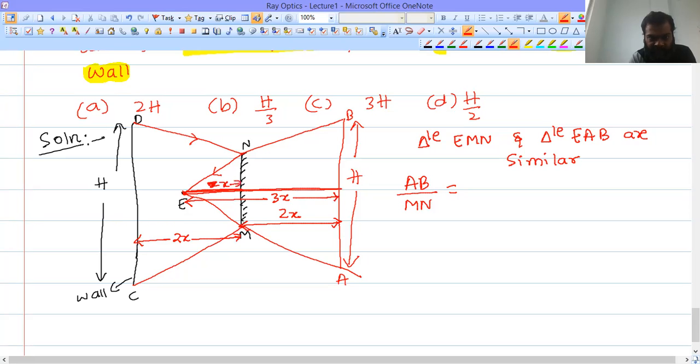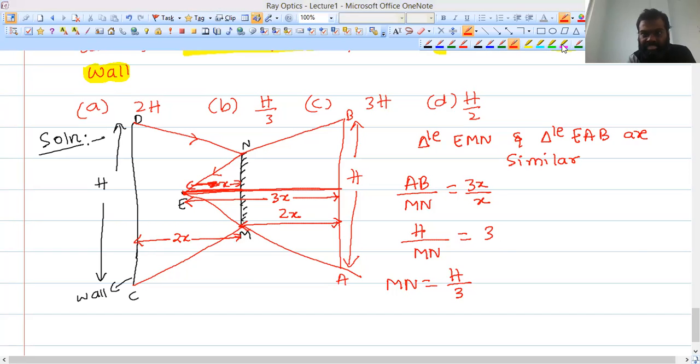And from the person to the mirror, it is at a distance x. So I can write it as 3x by x. AB is nothing but H. MN is the width of the mirror. So the minimum size of the mirror required is H by 3. See the options; we are having the option H by 3. That is this one.